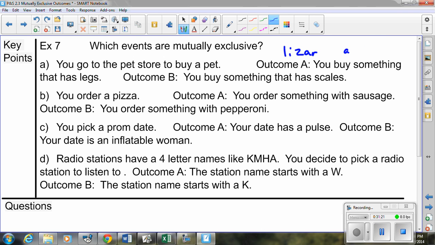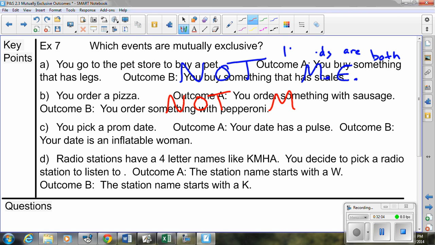Lizards are, man, this thing hates me. Lizards are both. There we go. Because lizards are both, that tells us this one is not mutually exclusive. What about B? You order a pizza. Option or outcome A, you order something with sausage. Outcome B, you order something with pepperoni. Is it possible to have both at the same time? Yeah, what about lover's pizza? What about just a plain sausage pepperoni pizza? Because it's possible to get both at the same time, this one is not mutually exclusive.